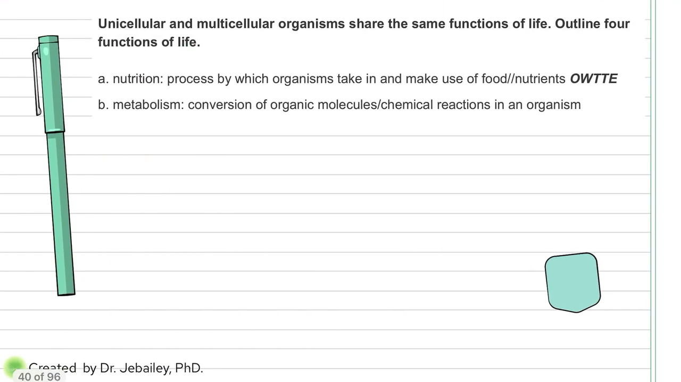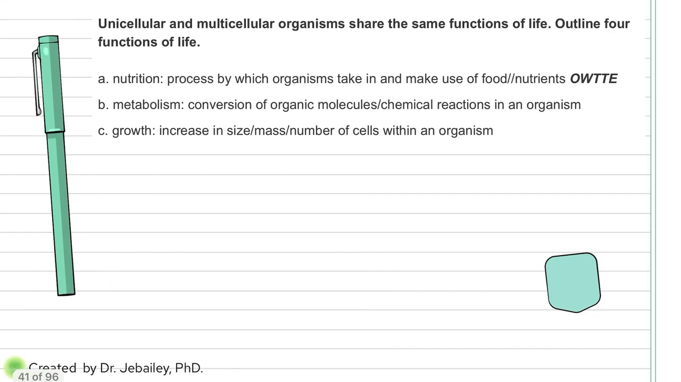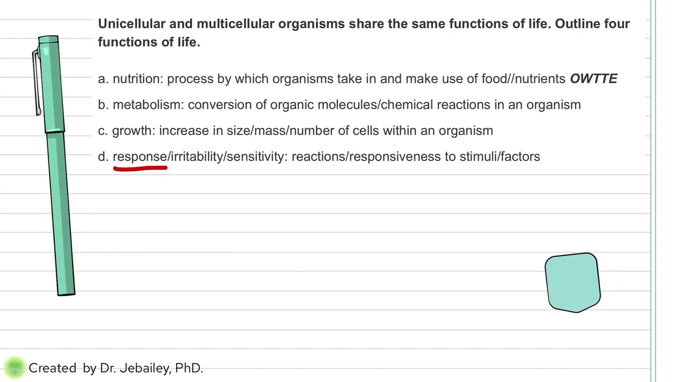You can also have metabolism, which is the conversion of organic molecules and chemical reactions in an organism. Now, conversion of what organic molecules? We can talk about, for example, glucose is organic, so you are converting it. Or you can talk about chemical reactions, right? Because metabolism is all about all the chemical reactions happening in your body. You can talk about growth, as I have mentioned, increase in size or increase in number of cells. Response, that means how you react to the environment or to a stimulus.